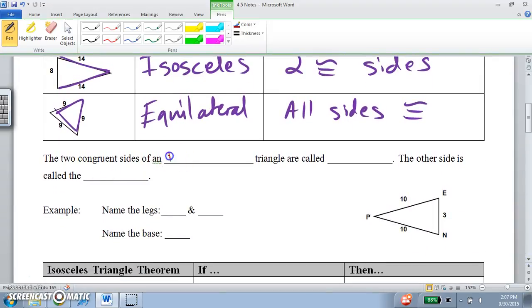An isosceles triangle has two congruent sides. The two congruent sides of an isosceles triangle are called the legs, and the other side is called the base. So this isosceles triangle right here, we've got these two sides are 10. So the legs are PE and PN, and the base is EN.